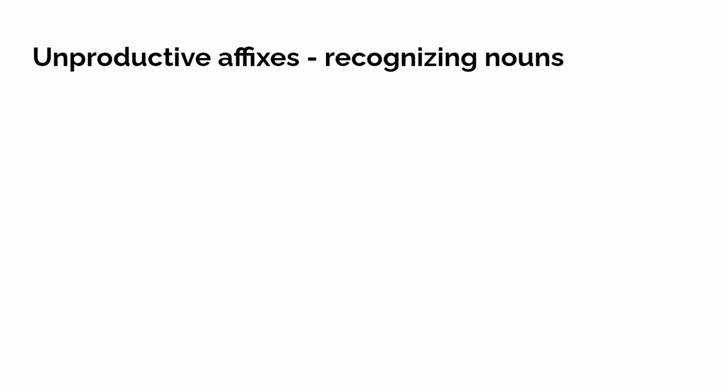And now let's look at some unproductive affixes. Like I said in the beginning, unproductive means you cannot build your own words with this yourself. So you can only use these how they are in the dictionary. Why are we learning them anyway? Because they help you recognize word types. So for example, we will start with seeing how we can recognize some nouns.